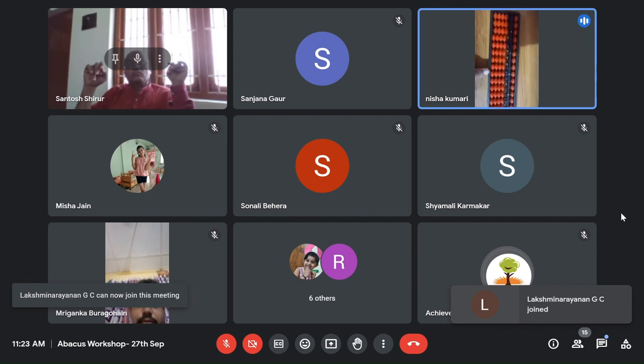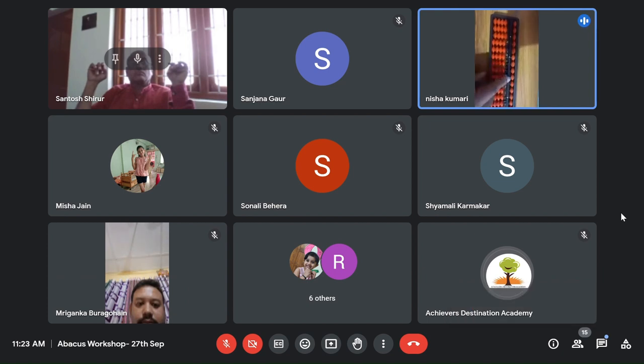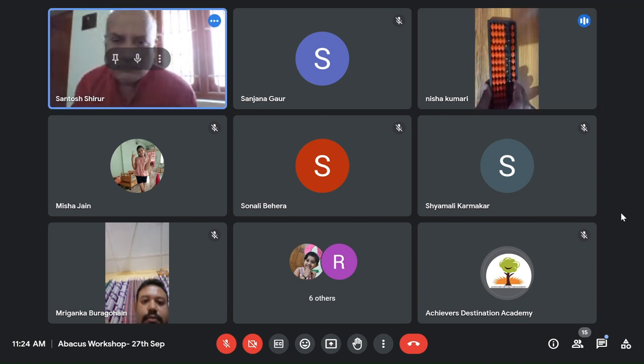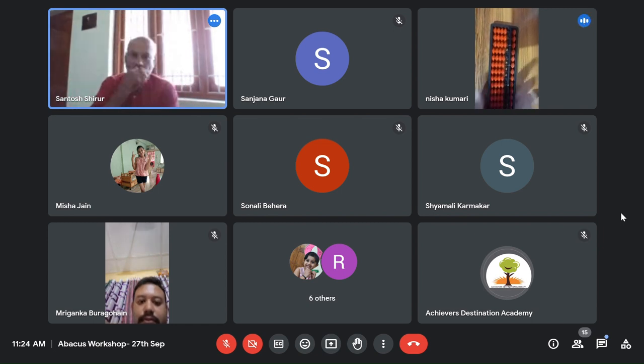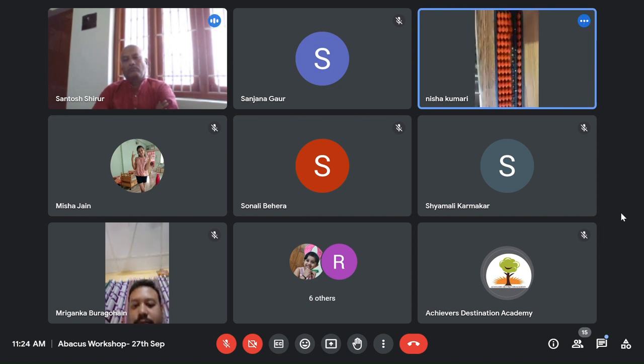Now see, there are four beads, like we are having the four fingers. Like that only we are having the four beads downside. These are known as lower beads. And like our thumb is always up, so it is the upper bead. So this is the upper bead, okay? And we always start our counting from the center. See, 1, 2, 3, 4, 5 dots are there. So we always start from the center dot, okay?